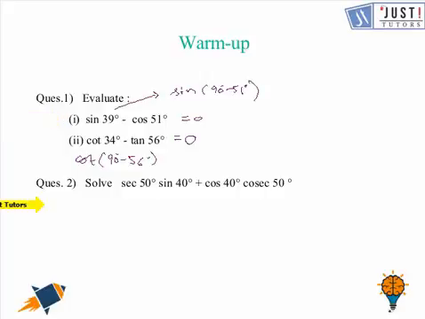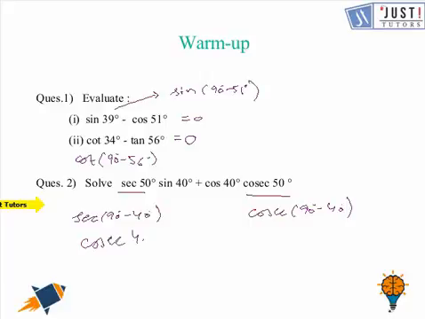Let's try question number 2, that says solve sec 50 degrees times sine 40 degrees add cos 40 degrees times cosec 50 degrees. So we just need to change these two ratios here. Sec 50 degrees can be written as sec of 90 degrees minus 40 degrees and cosec 50 degrees can be written as cosec of 90 degrees minus 40 degrees. So sec will change into cosec 40 degrees and cosec will change into sec 40 degrees, and we can find out that the answer for this question is 2.